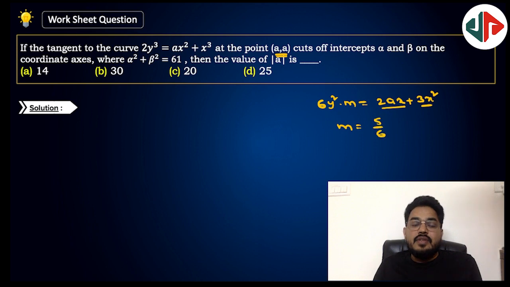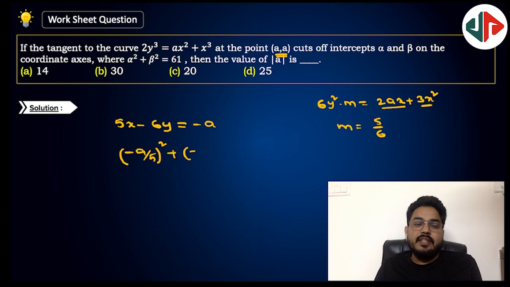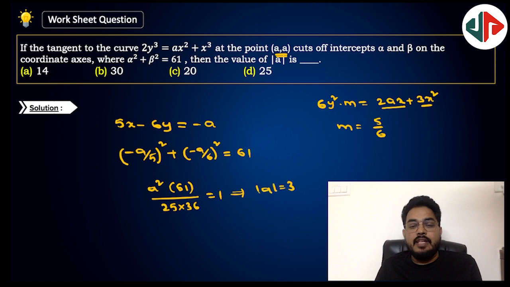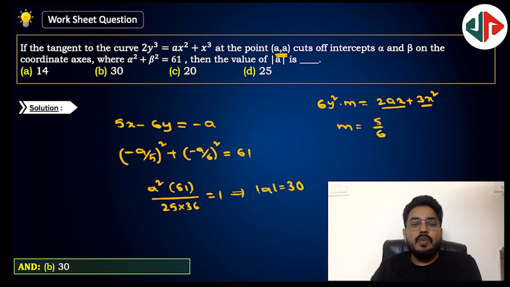So tangent equation is 5x minus 6y is equal to minus a. X-intercept is minus a by 5 plus y-intercept is minus a by 6, whole square is equal to 61. a square times of 61 by 25 into 36 is equal to 1. So mod a is equal to 30. What is the answer? Mod a is equal to 30.